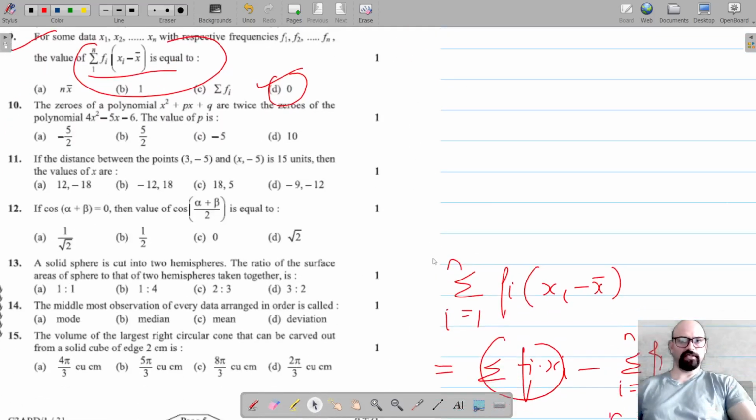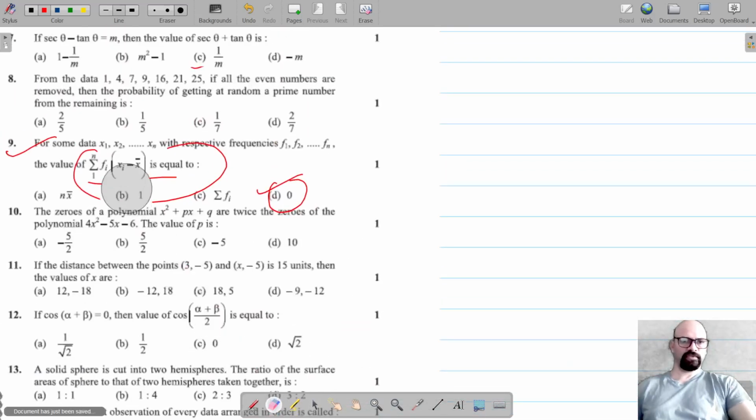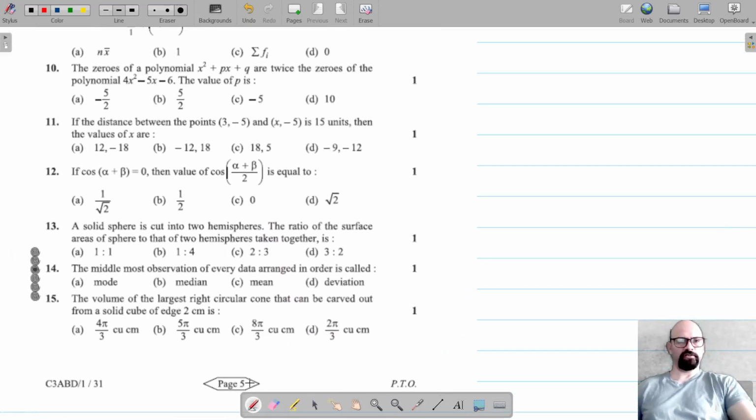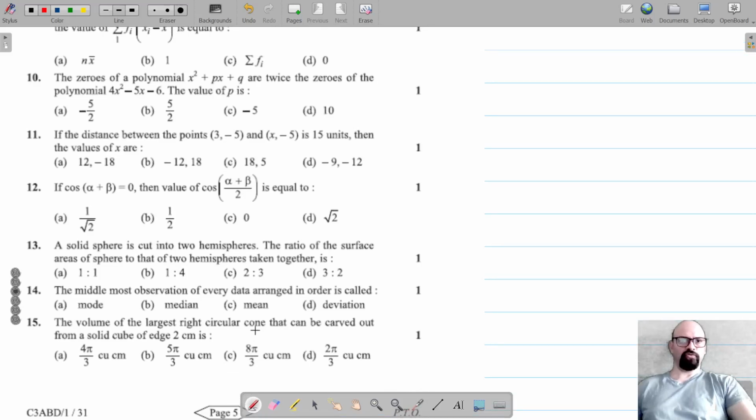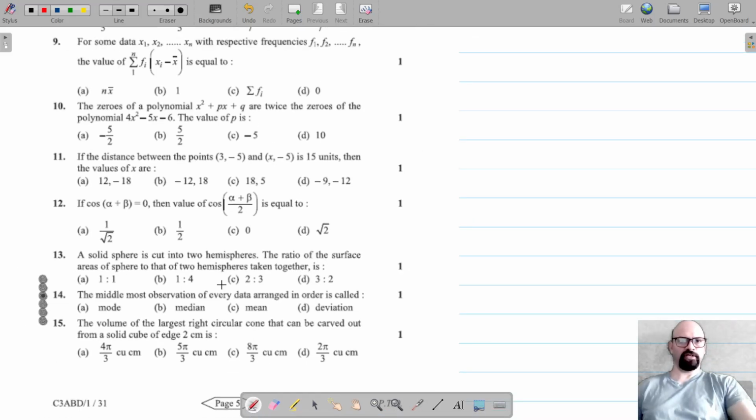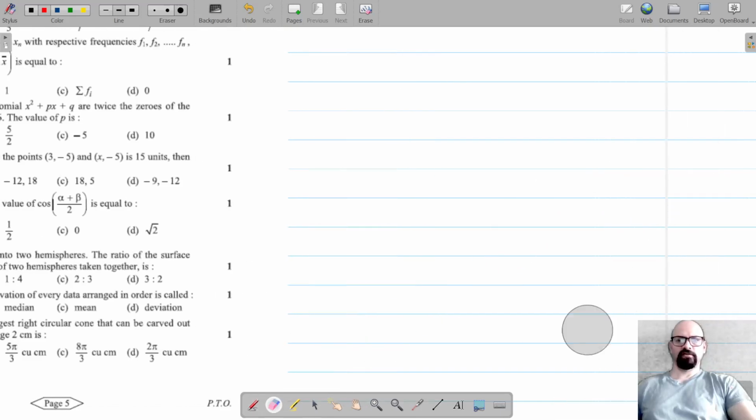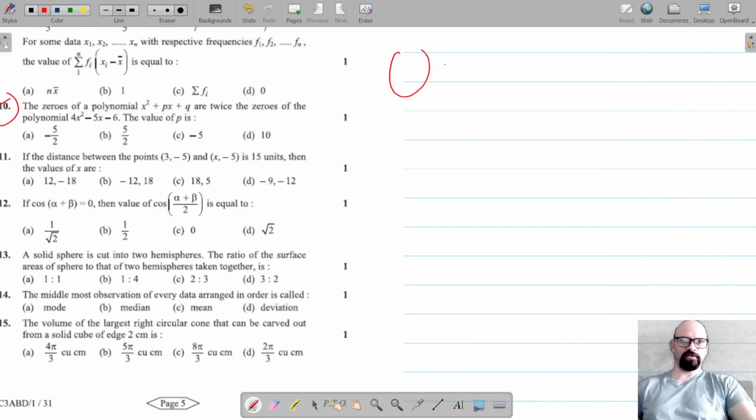We are done with question number 9. For question number 10, it's given that zeros of the polynomial x squared plus px plus q are twice the zeros of the other polynomial. We have to find the value of p. So it's given that there are two polynomials, and the first polynomial is x squared plus px plus q.